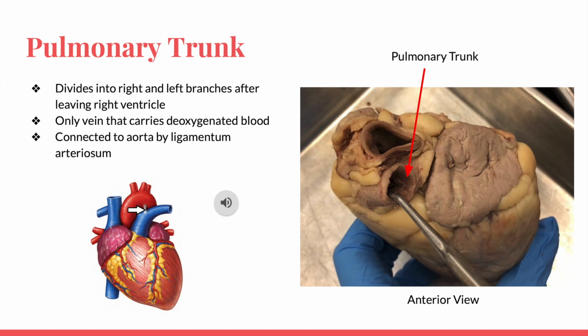This connective structure is called the ligamentum arteriosum. This structure is useful within the womb to prevent blood from flowing from the pulmonary arteries to the aorta, preventing blood circulation throughout the lungs.